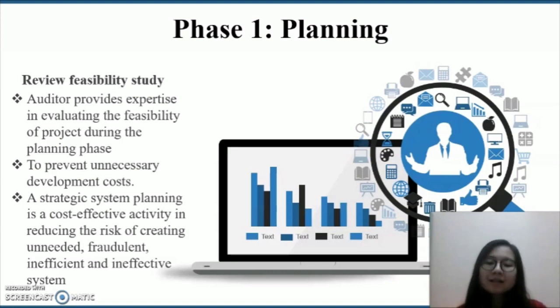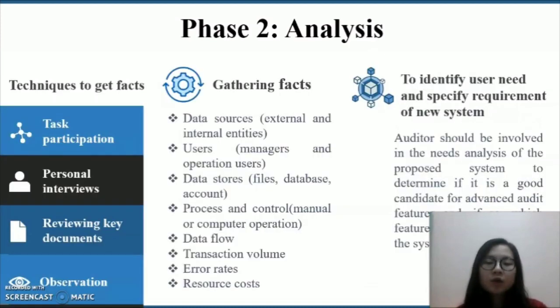Whether internal or external, the auditor has to ensure that adequate system planning takes place in the system development life cycle. The second phase is the analysis. Before the auditor analyzes, they have to gather the facts first. The auditor can gather the facts from different classes. As you can see here, there are data sources, users, data stores, and others.